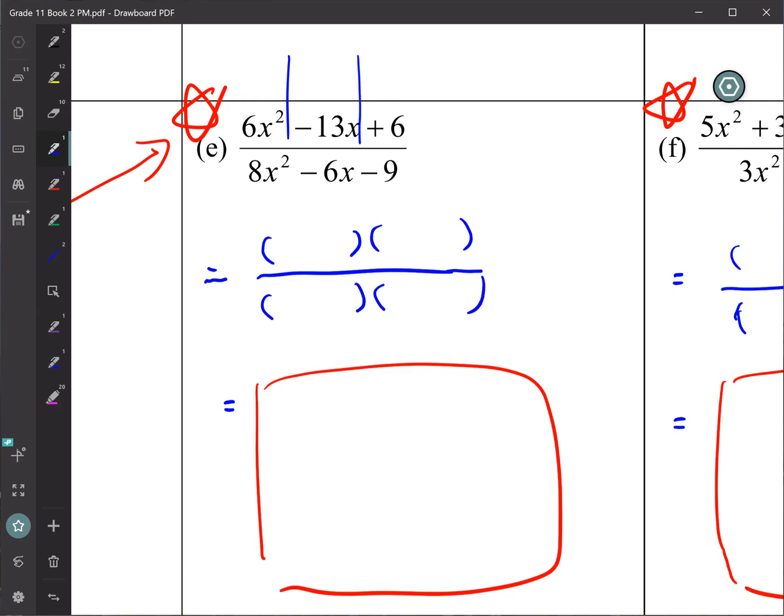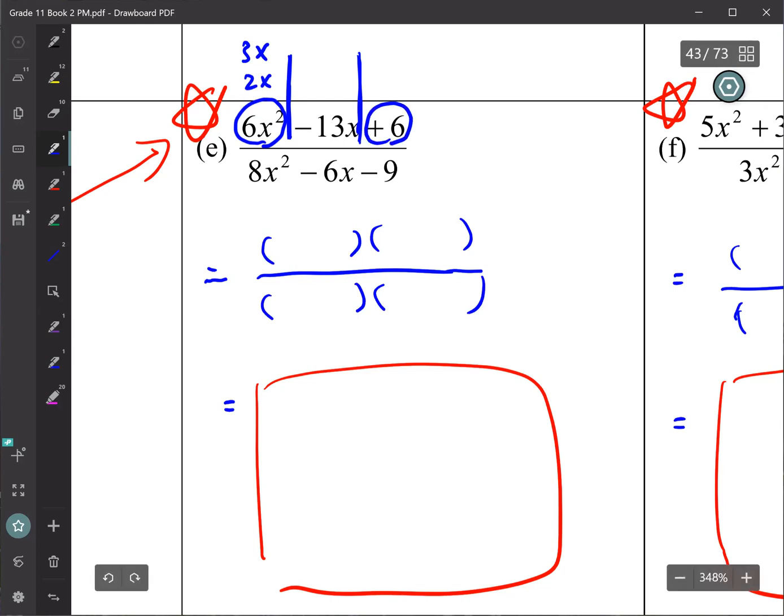Not quite sure. You look at the first term, 6x squared. What multiplied together makes 6x squared? 3 and 2. 3x and 2x, okay? Not just 3, 2, you have to say x. And then you move on to the last one, the 6. What do you want to use? 2 and 3.